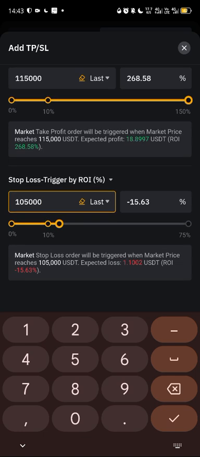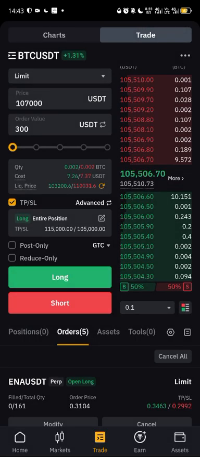In a long scenario, in a situation where you are predicting that the market should go up, your entry point has to be lower than your take profit, but your entry point has to be greater than your stop loss. But in a situation whereby you are predicting that the market should go down, your entry point has to be greater than your take profit, and your entry point has to be smaller than your stop loss. It's as simple as that. So let's proceed with that.